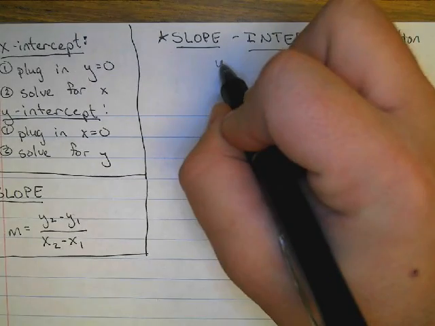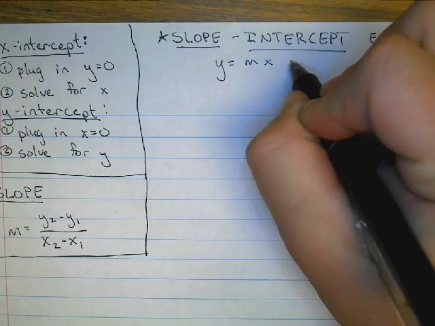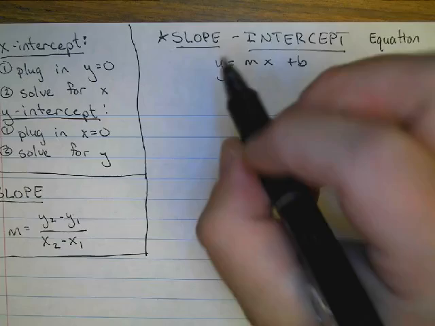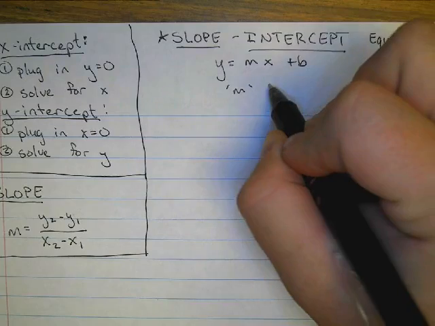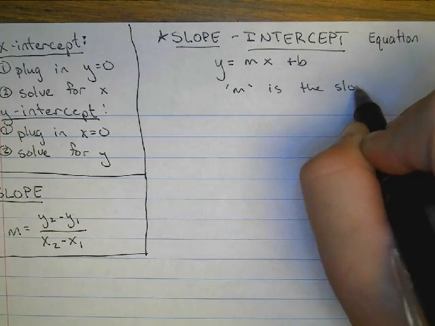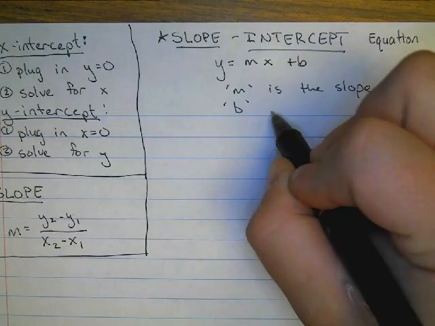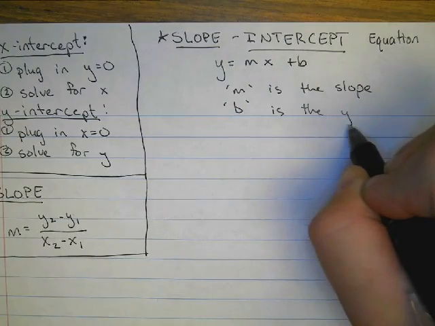So if I'm given a slope and I'm given an intercept, a y-intercept, then I will use this equation. Y equals mx plus b, where m is the slope and b is the y-intercept.